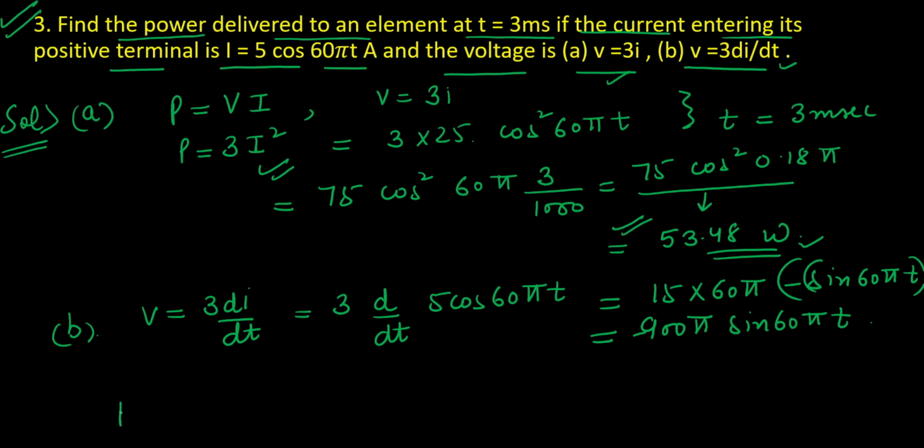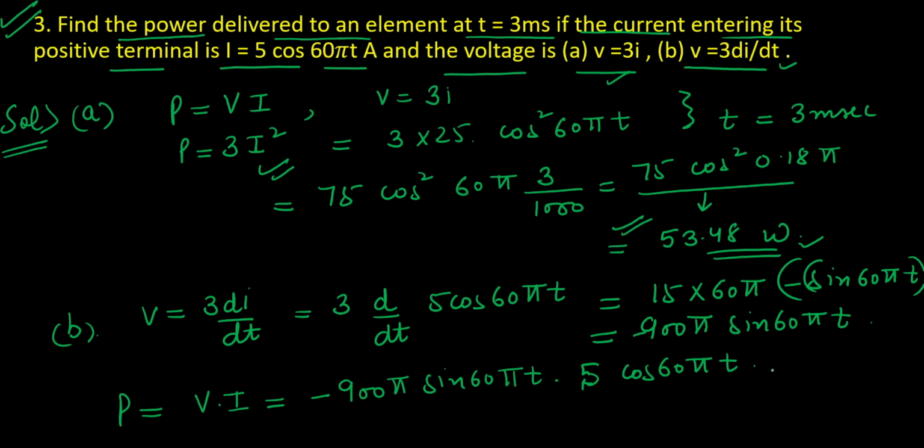So P, the power, will be equal to V into I. So it will be equal to minus 900 pi sine 60 pi t into 5 cos 60 pi t, for t equal to 3 milliseconds. After solving the equation, we are getting minus 4500 pi.